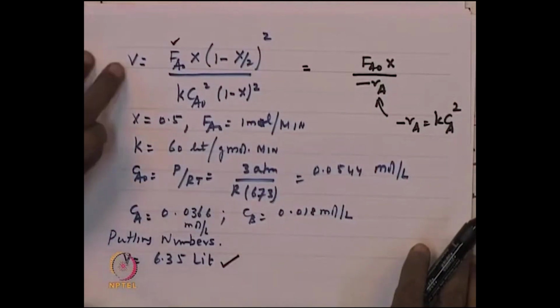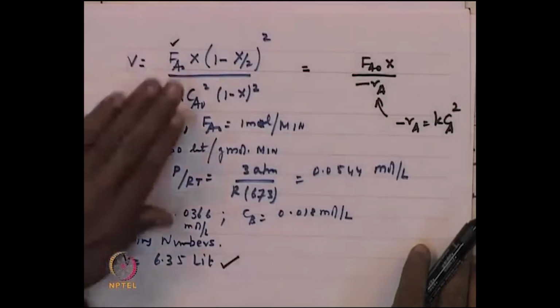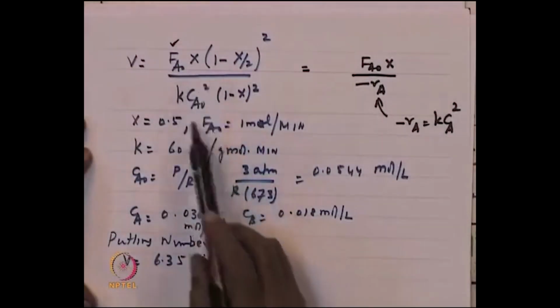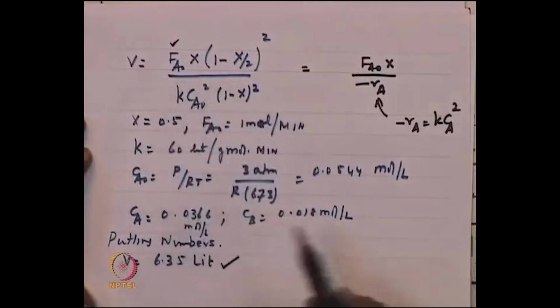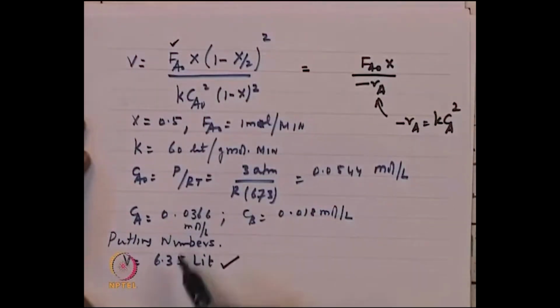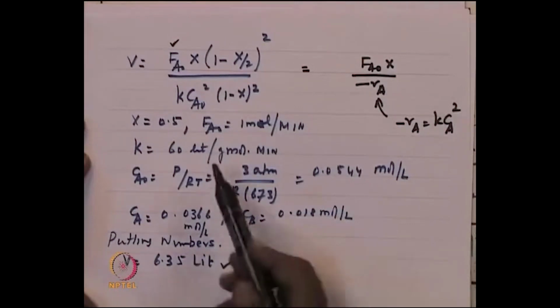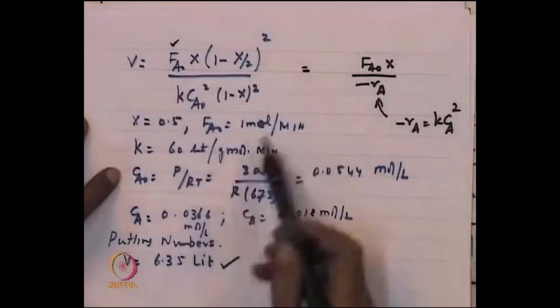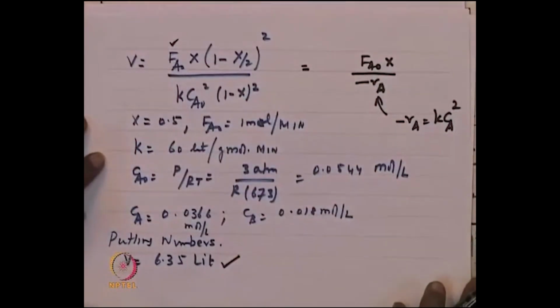Therefore, now we know the volume of the equipment is given by the right hand side. Now, we know what is Fa0, we know what is x, we know all the numbers here. If you put all the numbers, K is 60, Ca0 is known, everything is known here, and therefore we can calculate the volume of the equipment, which turns out to be 6.35 liters. Okay.